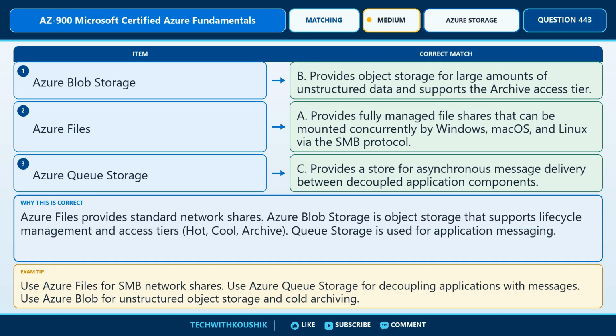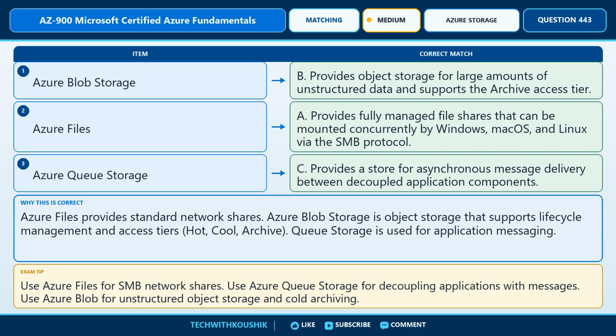Here are the correct matches. The correct match for Azure Blob Storage is B, provides object storage for large amounts of unstructured data and supports the archive access tier. The correct match for Azure Files is A, provides fully managed file shares that can be mounted concurrently by Windows, macOS, and Linux via the SMB protocol.